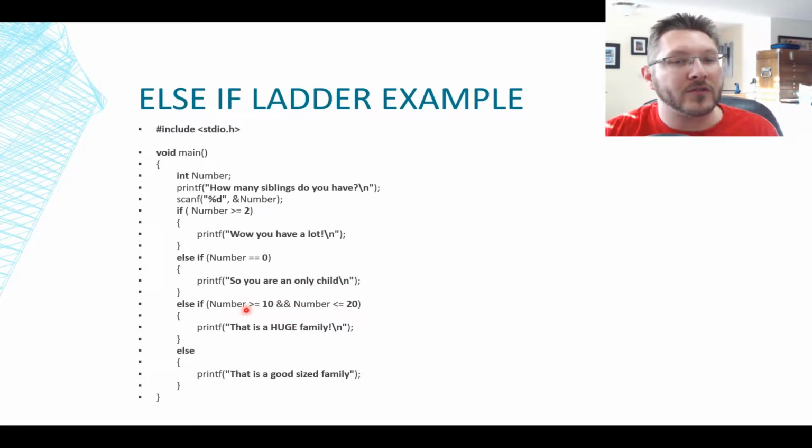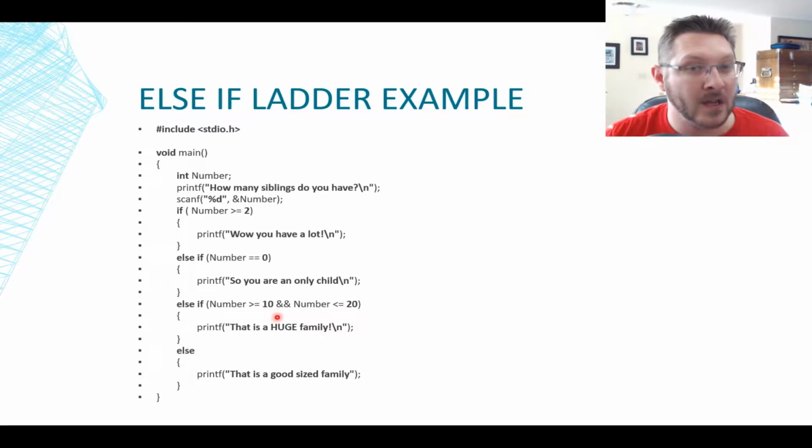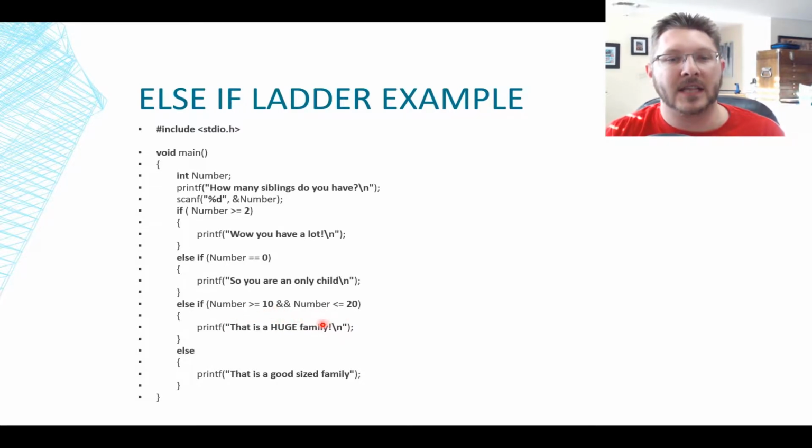Then we're also going to check to see, is it between some numbers? Is the number greater than or equal to 10, and is it less than or equal to 20? So there's your and statement. That's a huge family, right? If it's between 10 and 20, that's a pretty good size. And then in all other cases, that is a good sized family. Now let's see how this is going to work.